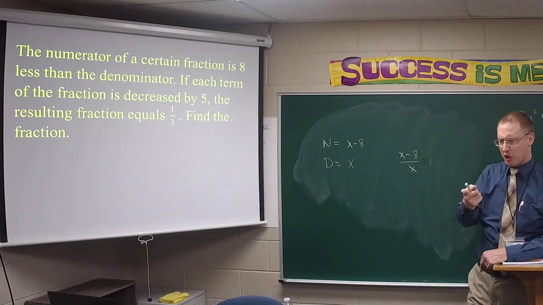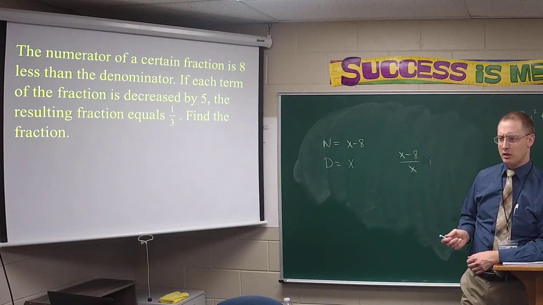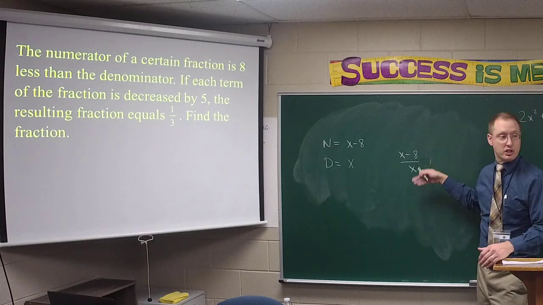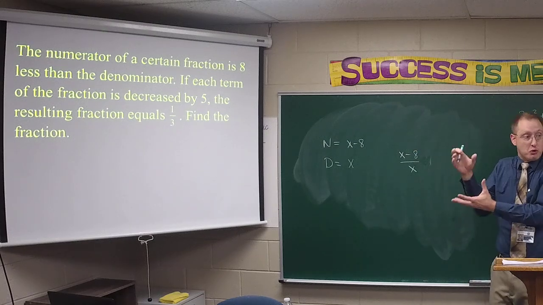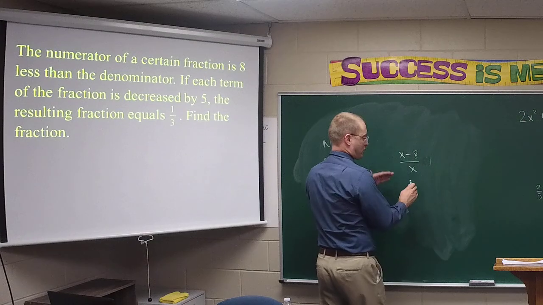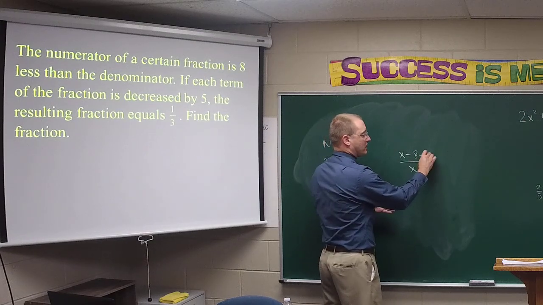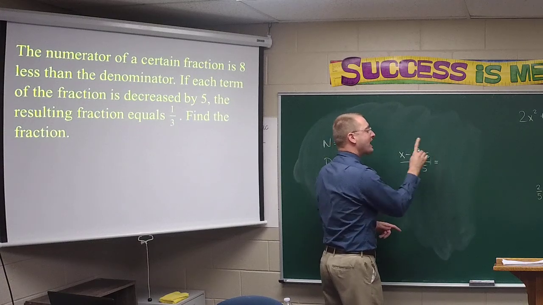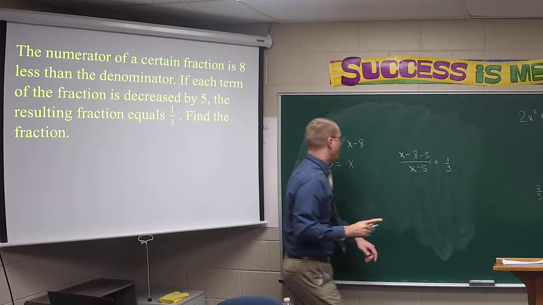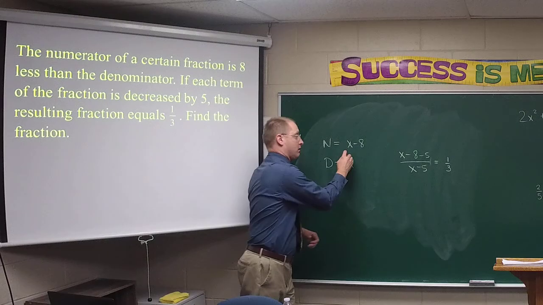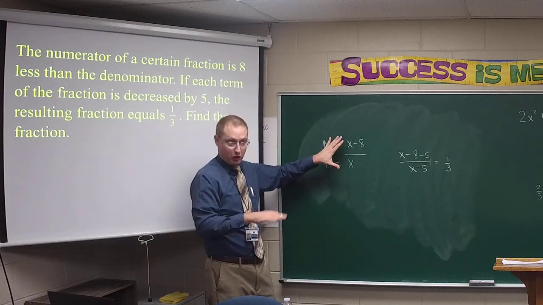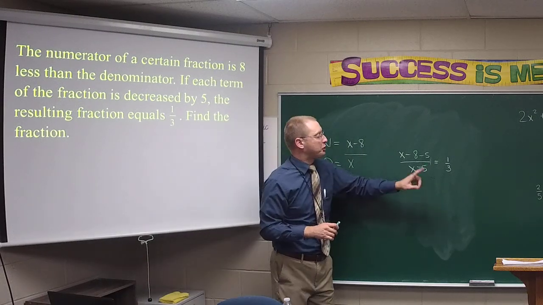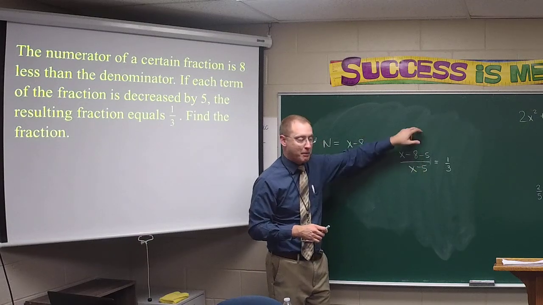What do you think it means, each term of the fraction? X minus 8 minus 5 and then x minus 5. Yeah, the numerator and denominator are the two parts, or we could think of maybe the two terms of the fraction. I'm not thinking in terms of algebraic terms, but the numerator, decrease that by 5. The denominator, decrease that by 5. And if I do that, it will equal 1/3. So this fraction, x minus 8 over x, does not equal a third. We all clear on that? It's going to equal a third when I take 5 from the top and the bottom.